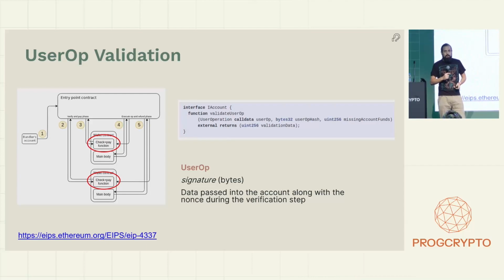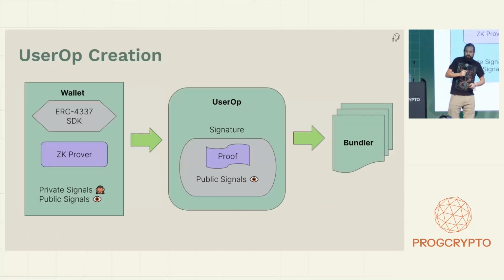As part of that user op, we have a signature field, which can be just any arbitrary bytes. In practice, this generally is a cryptographic signature, but it can really be anything we want it to be. Taking advantage of that, during creation of the user op, we can put a proof inside of that signature. With, say, a 4337 SDK in a wallet, a prover, and our public and private signals, we can then construct a user op where that signature would be that proof and potentially other public signals that are part of that. We then will submit that to a bundler, which we'll get into in a moment.